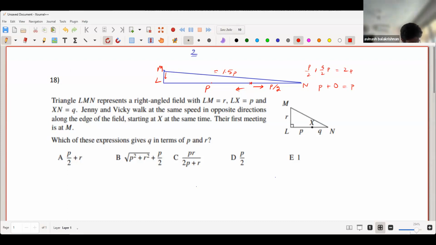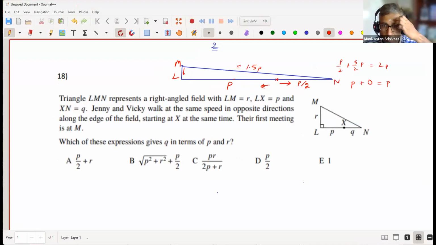For question 18, sorry, 18, I got PR upon 2P plus R. Okay, all right, let's do that same sanity check. Okay, actually the same thing. So in fact, let's properly do it. But before that, let's do that same sanity check.